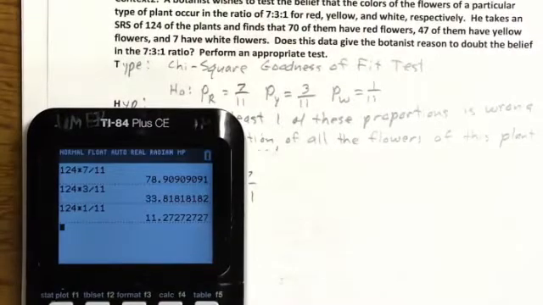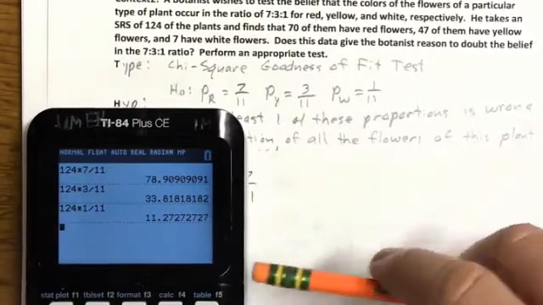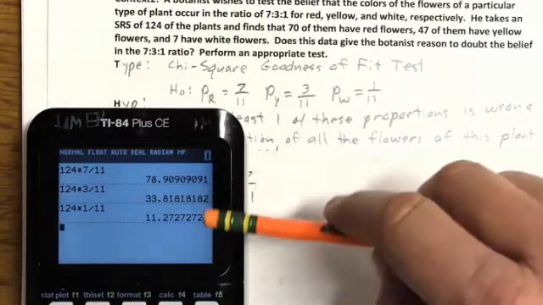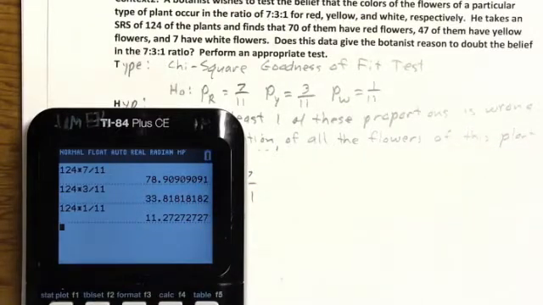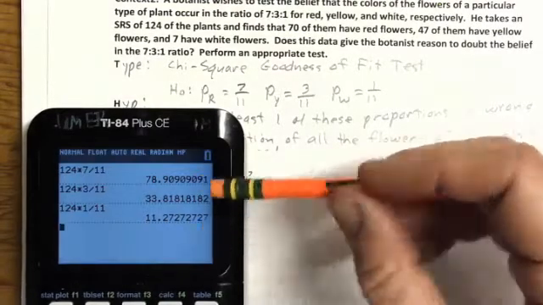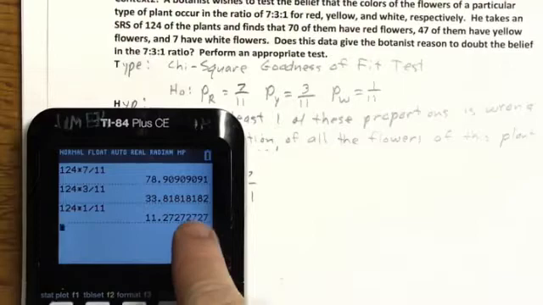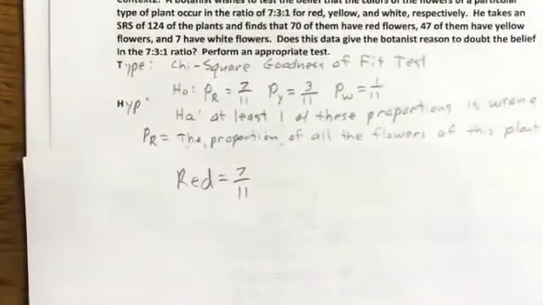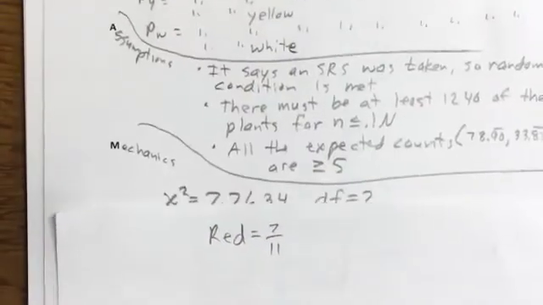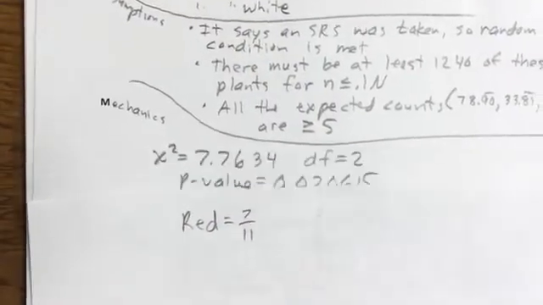So if the null were true, this is how many we're expecting to occur in the sample. If we did many samples like this, this is what we would expect on average. Please do not round these values of expected counts to the nearest integer. Okay, so anyway, there's my expected counts, like that. So how do we get our mechanics?